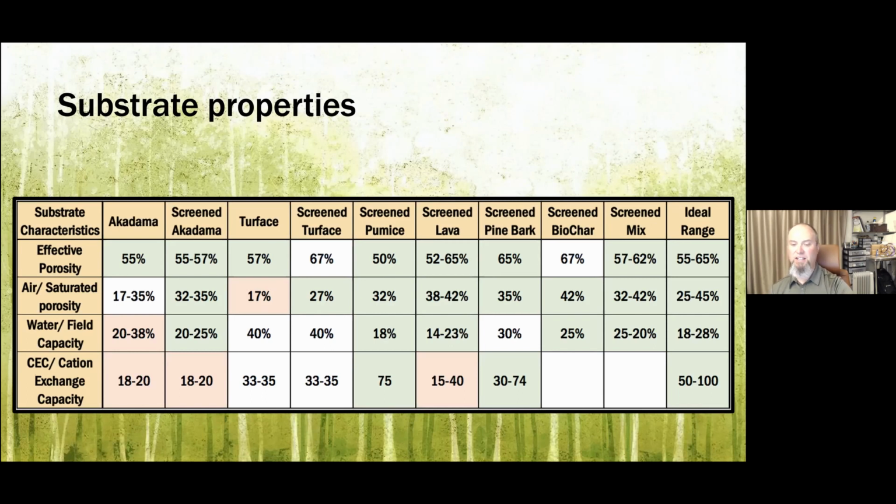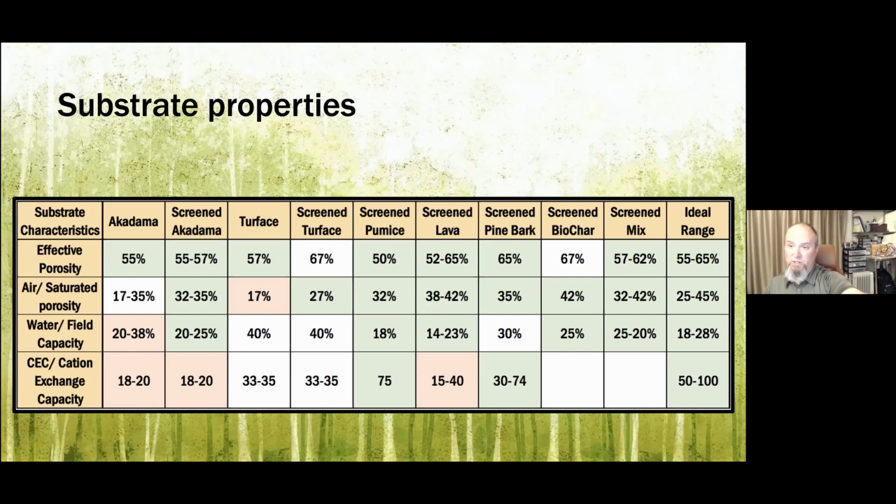And then the cation exchange I did get from Colin Lewis, a well-known bonsai artist who has good information out there. Hopefully you can see on your screen, some of them are shaded green, some are shaded red, trying to give you an idea of where they fall in that range. And then the white is just kind of in the middle. Your effective porosity is the total air and water filled potential of the pot.